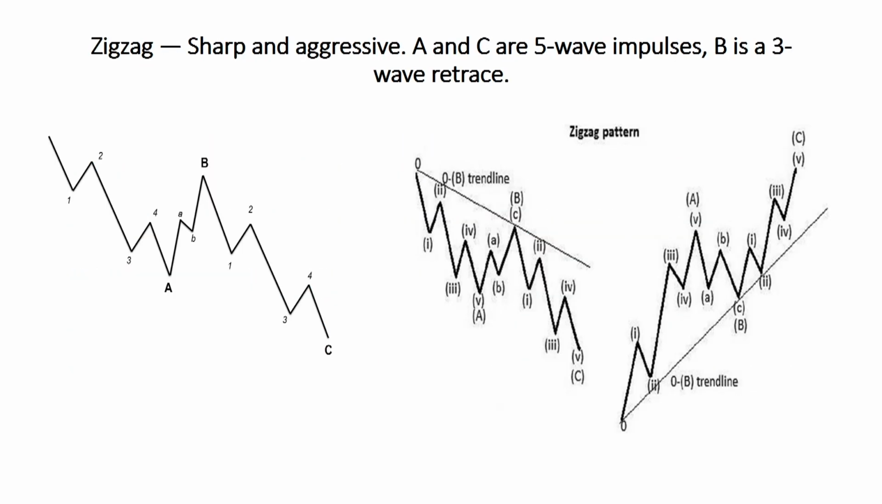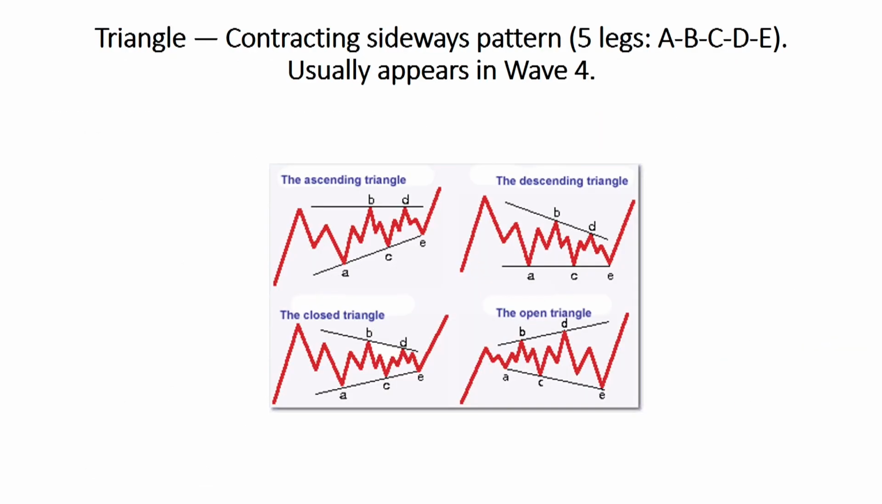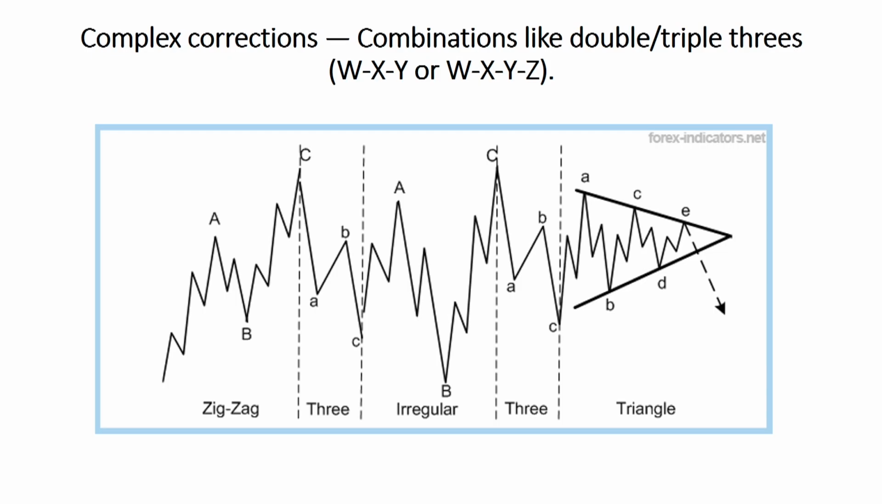There are also different types of corrections: zigzag, sharp and aggressive; quick moves; flat, more sideways; slow, choppy price action; triangle, a contracting structure usually forming in wave 4; and more complex corrections, combinations like double or triple structures.